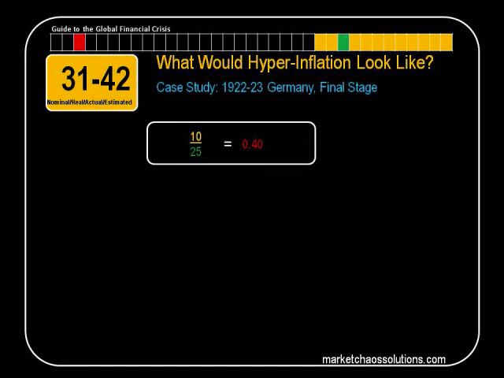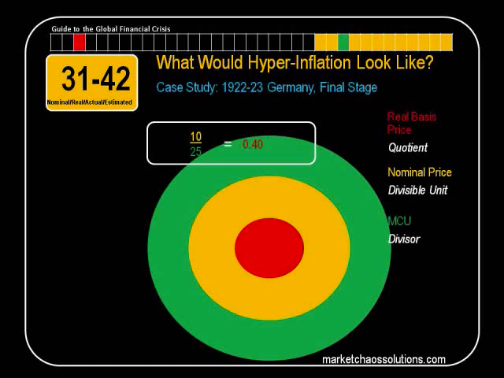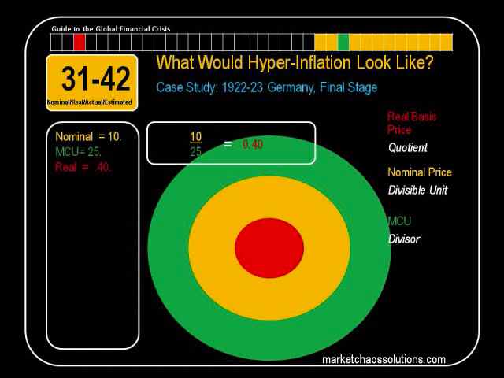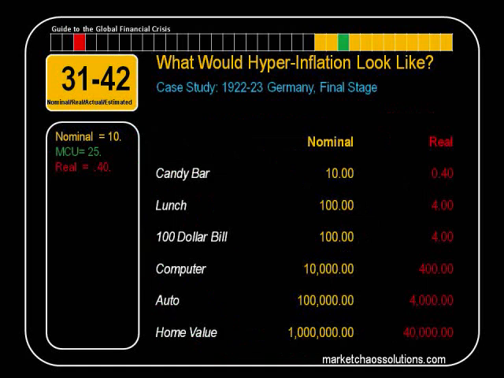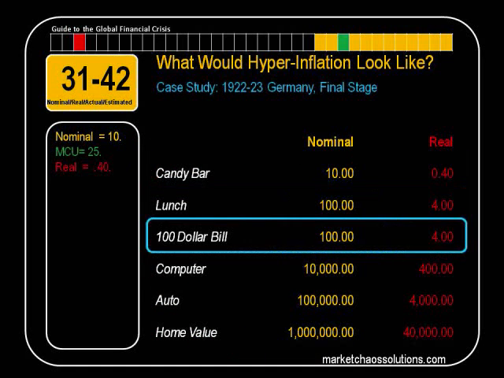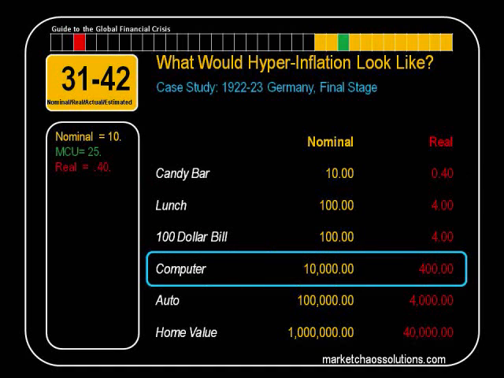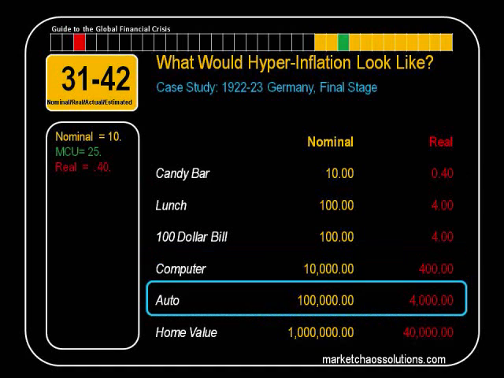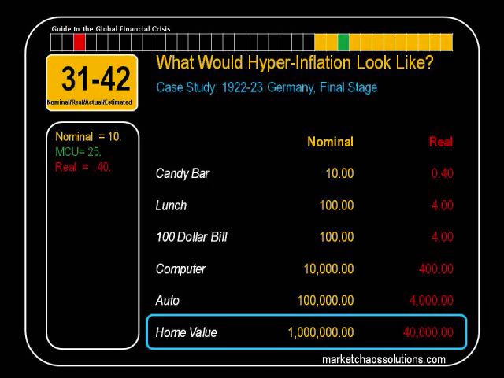In this illustration, we raise the nominal by a factor of 10. A nominal price of 10 over an MCU of 25 equates to a real price of 0.4. In a nominal pricing system, prices experience high inflationary pressure, while on a real basis, deflationary pressure.